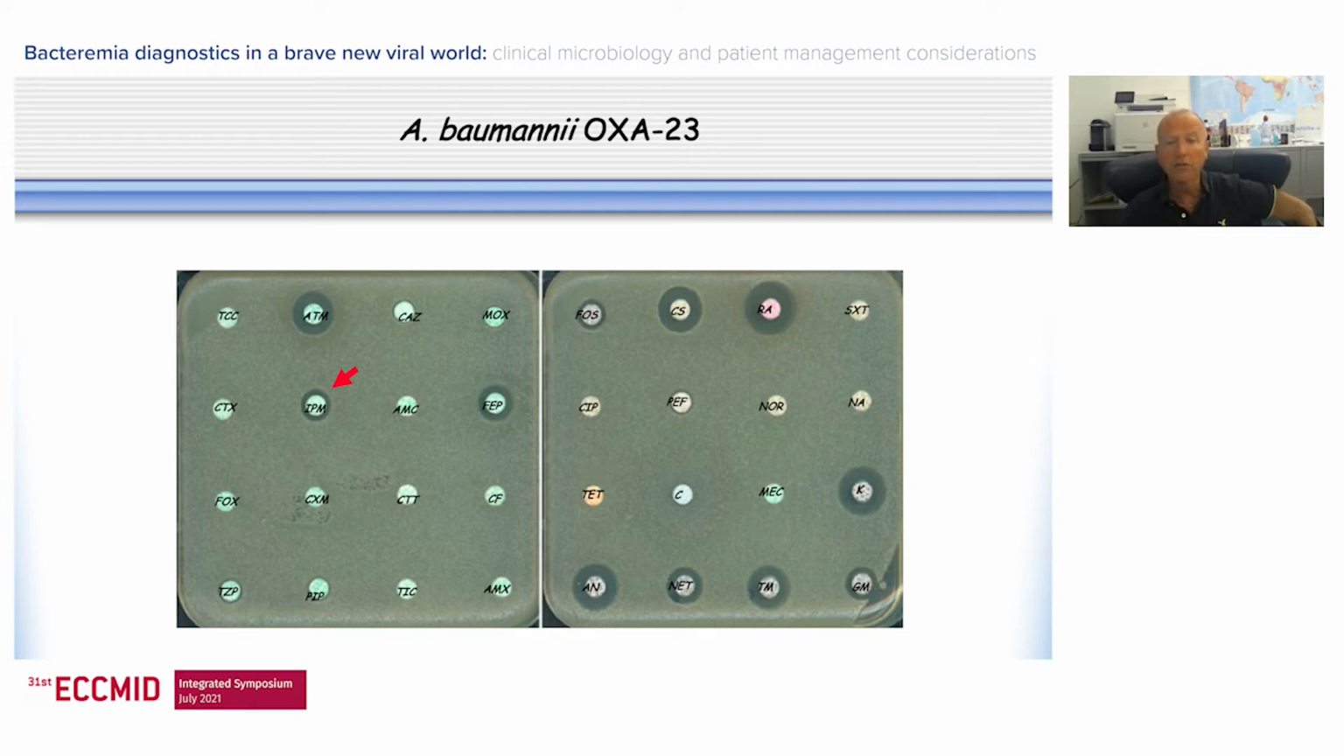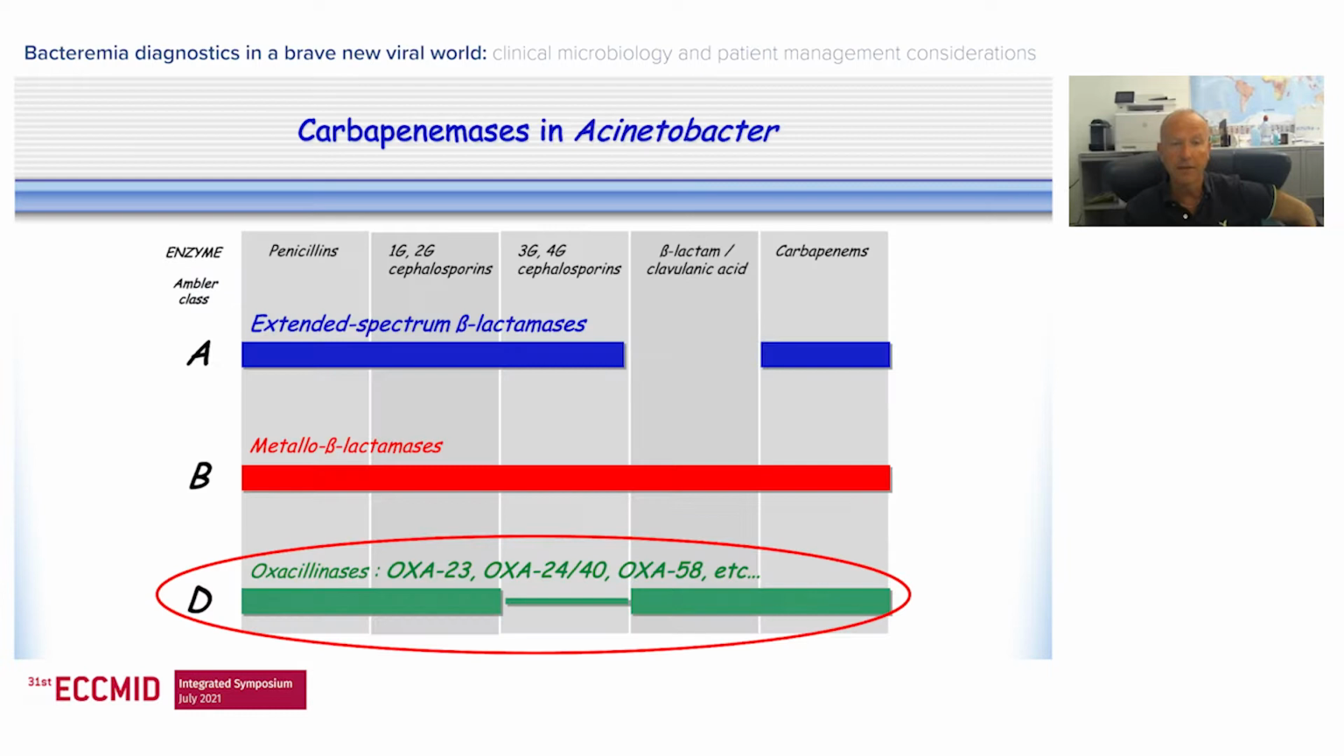high level of resistance to some other non-related antibiotics such as fluoroquinolone, such as aminoglycoside, such as tetracyclines, and so on. So that means when you have that kind of clone circulating, being resistant to carbapenems, that kind of isolate is extremely difficult to eradicate.